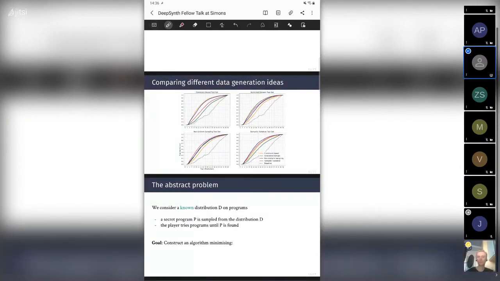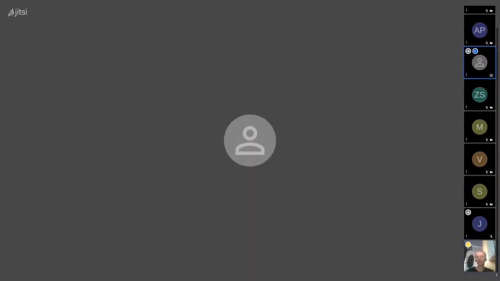I'll make it completely abstract, maybe to see more clearly what the question is. So imagine you have a known distribution on programs, right? In our particular scenario, it's given by a PCFG, but you can imagine that there's just some distribution on programs, so every program has some probability. And now imagine the following game. It's some sort of mastermind game.